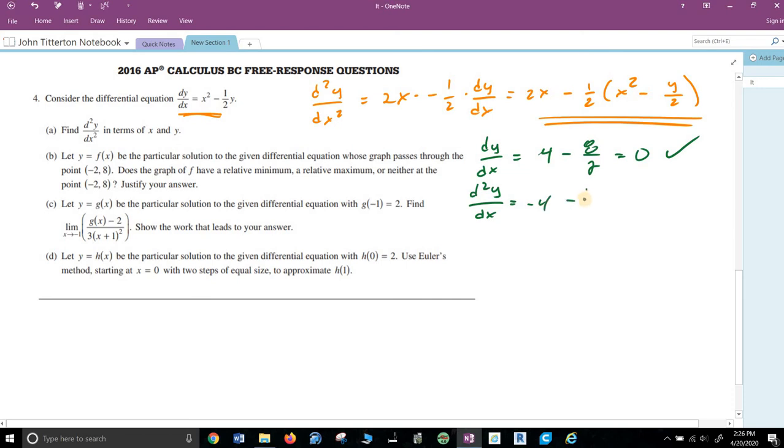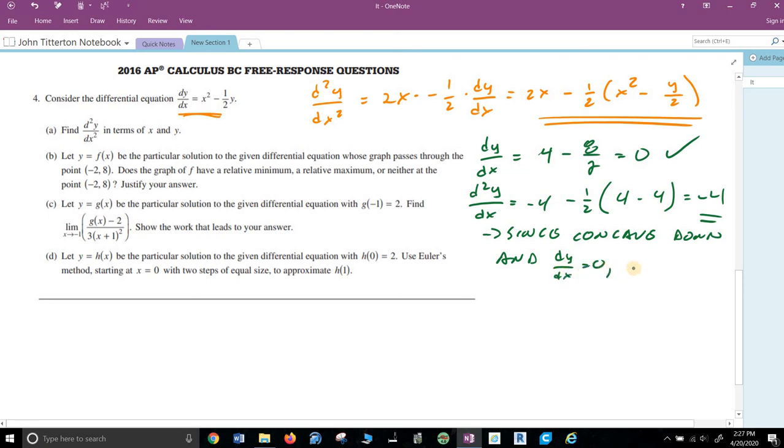negative 4 minus 1/2, 4 minus 4. Very slippery here to make sure I get it right. So the second derivative is negative, meaning it's concave down. Since it's concave down and dy dx equals 0, negative 2 comma 8 is a relative max.